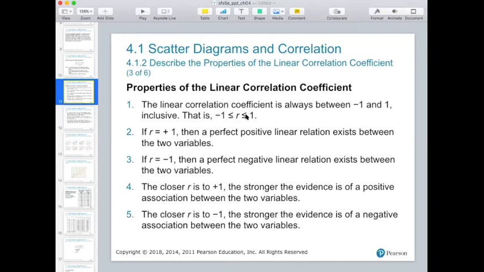If it's far away from positive 1 or negative 1, so the closer it gets to 0, the weaker the relationship is. So it's this continuum between negative 1 and positive 1 where we start out perfect, and then the closer we get to 0, the less linear we get, and then the closer we get to positive 1, the more perfect we get.